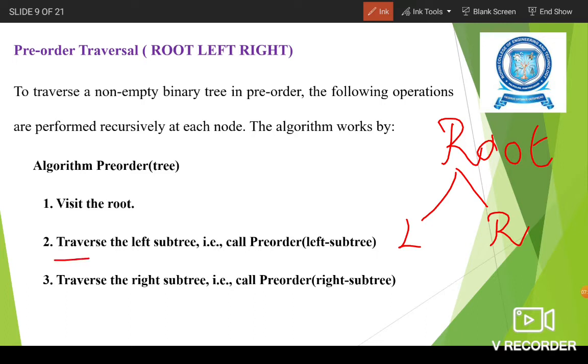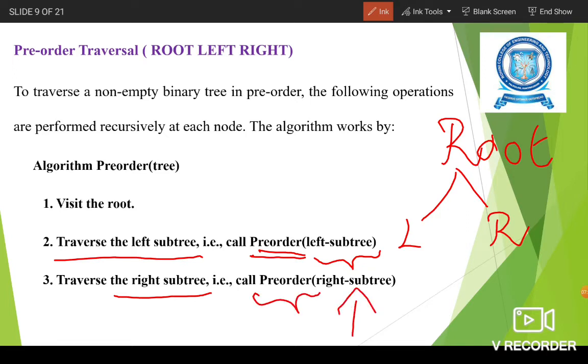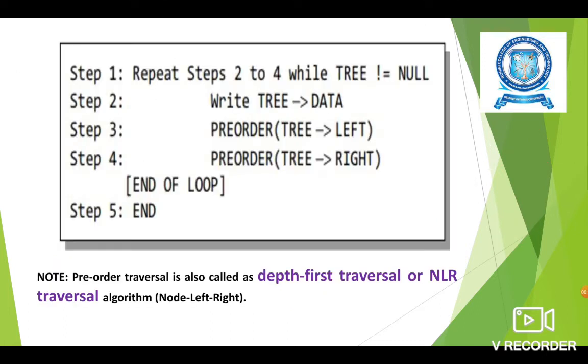To traverse the left subtree, we are calling the same function preorder, but the argument is the left subtree of the given tree. To traverse the right subtree, we are calling the same function preorder, but the argument is the right subtree of the given tree. That is, we are using the recursive function concept here. So this is the algorithm.